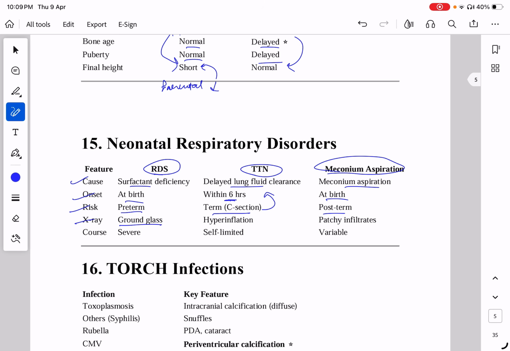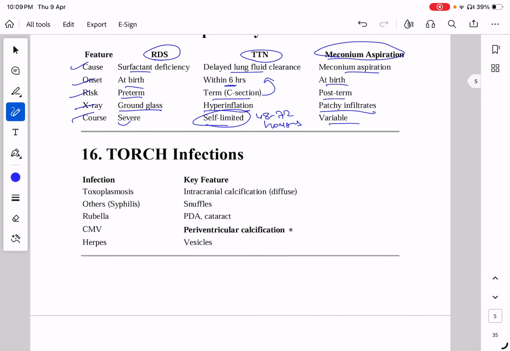X-ray: ground glass appearance in RDS, hyperinflation in TTN, and patchy infiltrates in meconium. And course: RDS is severe. TTN is usually self-limited, gets resolved in 48 to 72 hours after birth, and it's variable in meconium aspiration.